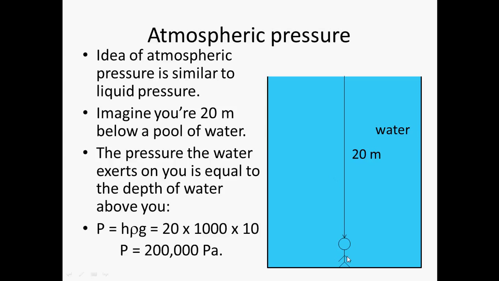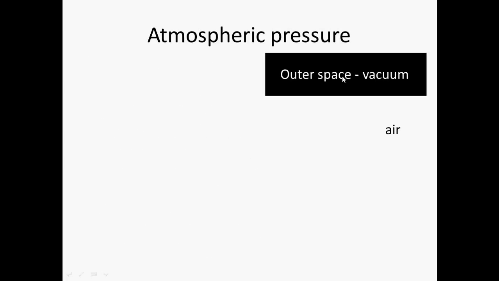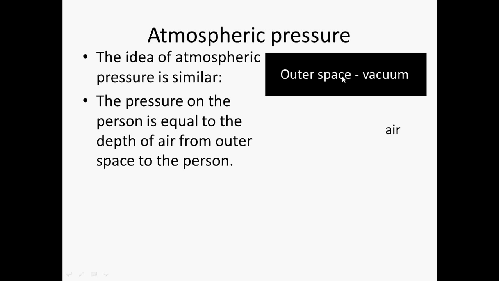So imagine if you try to swim up, there will be less depth of water on you as you swim up, and your pressure will decrease, until you reach the surface where your pressure will become zero. In a similar way, atmospheric pressure has the same idea. The pressure on the person is equal to the depth of the air from outer space to the person. You can consider that outer space is a vacuum. There's no air, so there's also no pressure.